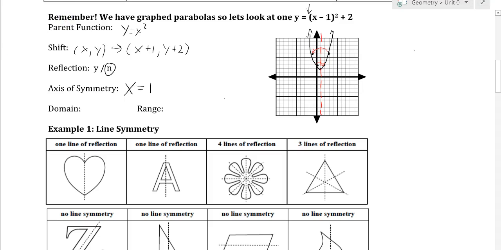So this isn't exactly new all of the time. It's new some of the time. Our domain is all real numbers. Our range, our y's are all greater than 2. So from 2 to infinity.